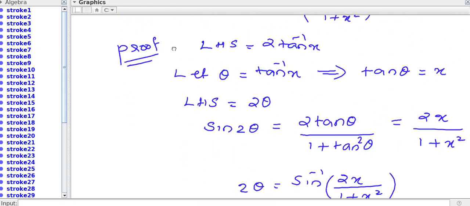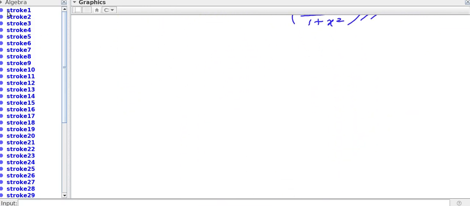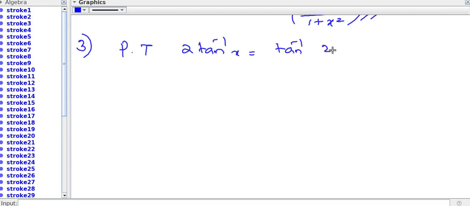This is our question number 2, and now let us have question number 3. Prove that 2 tan inverse x is equal to tan inverse 2x by 1 minus x square. That you can do by yourself. Now again I will help you in this case also.